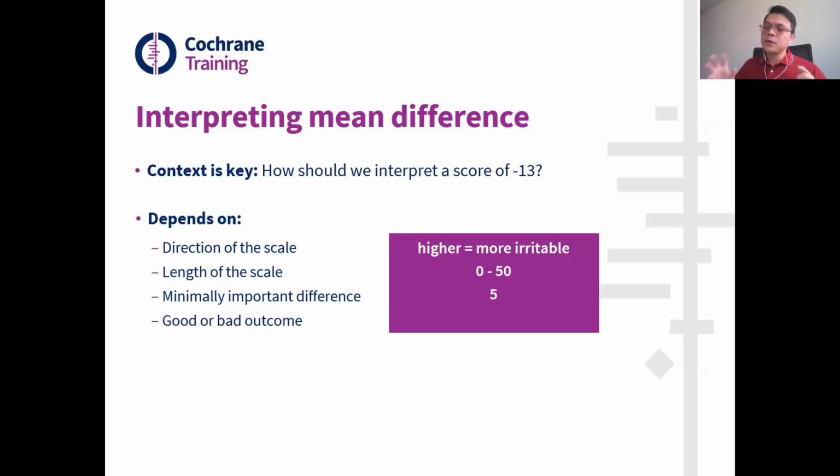And lastly, we also have to consider whether it's a good or bad outcome. We've established that a higher score means more irritable, and more irritable is a bad outcome. So that's how we usually interpret the mean difference. And it's important for us to include this information about the scale in our protocol, in our review manuscripts, just so the readers could also understand the conclusions of our study.